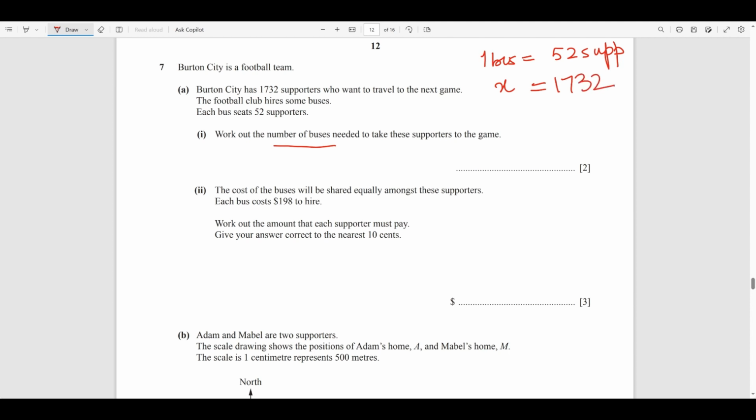1732. Again, cross multiplication. So 1732 multiplied by 1 is equal to x times 52, and x will give us the value of 1732 divided by 52. So it's 33.3. Okay, now we need to see that you cannot have 33.3 buses. So this is the case where you have to round it off forward because 33 buses are full of supporters, but you will still need to hire another bus for the remaining number of people. So I think the answer should be 34.